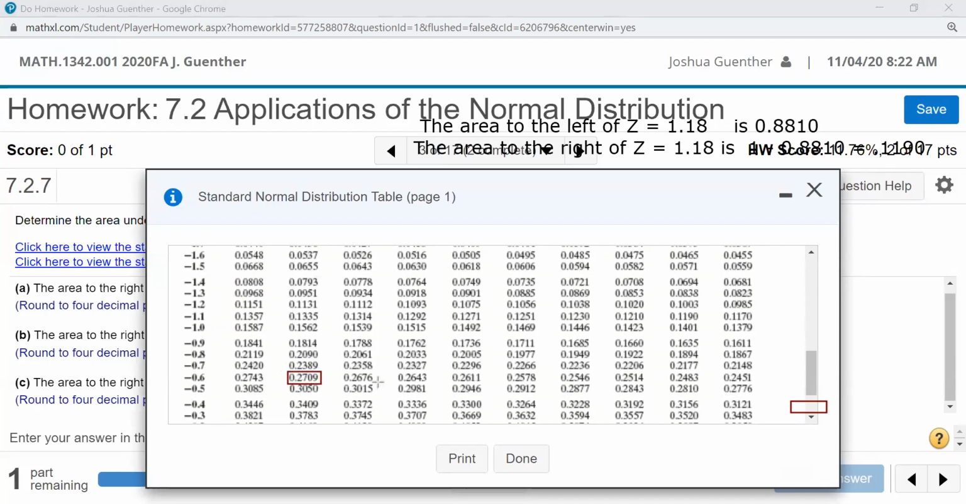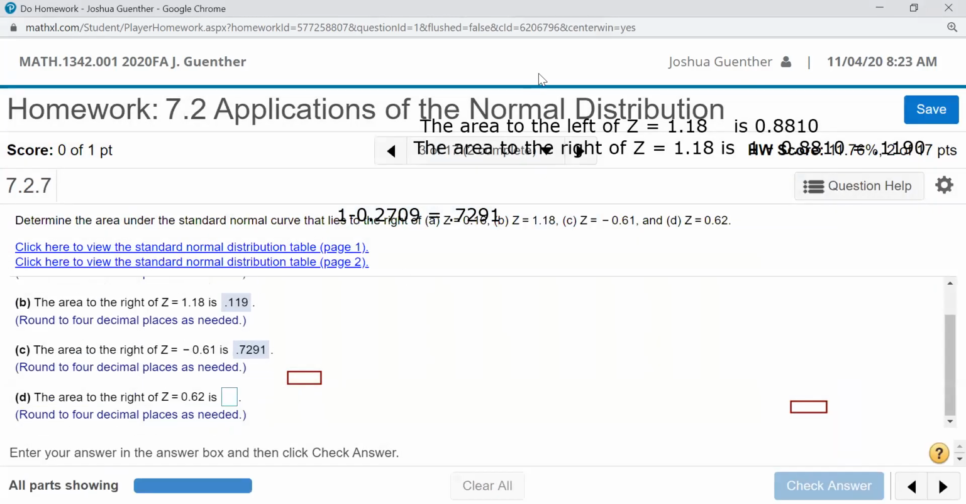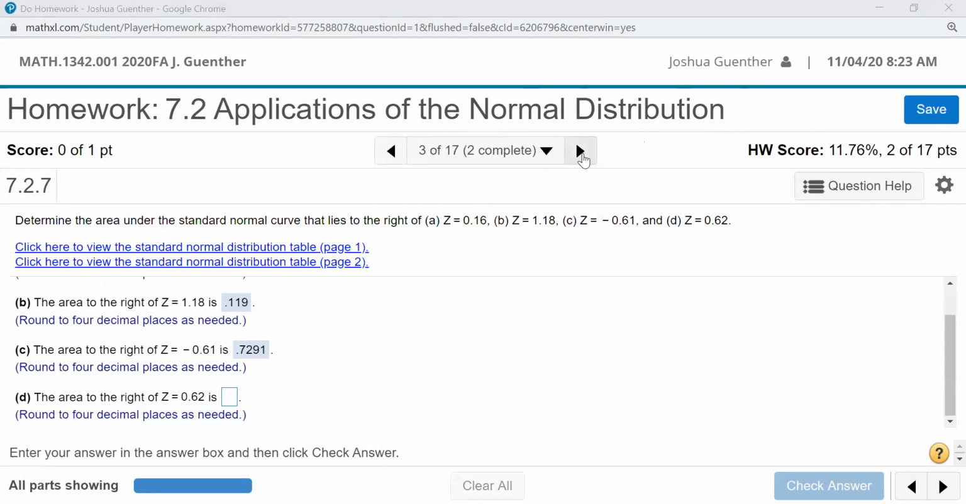Negative 0.61. The area to the left of negative 0.61 is 0.2709. Since we need the area to the right, we actually need to do 1 minus 0.2709, which is going to be 0.7291. So we're learning all kinds of fun stuff today.